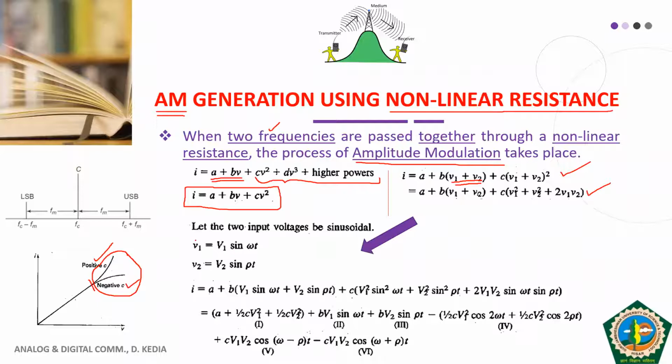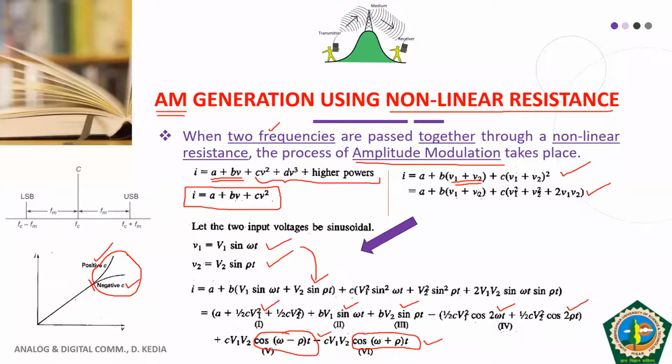If we take V1 as one sinusoidal signal and V2 as another sinusoidal signal and substitute these values here, finally we get many terms. One is the constant DC term, then the original omega frequency signal, then the rho frequency signal. Then we get twice omega and twice rho signals, meaning harmonics of the original frequencies. And then we get the sidebands. This is your lower sideband portion, and this is your upper sideband portion. We are mainly concerned with these sidebands, which refer to the modulation part.